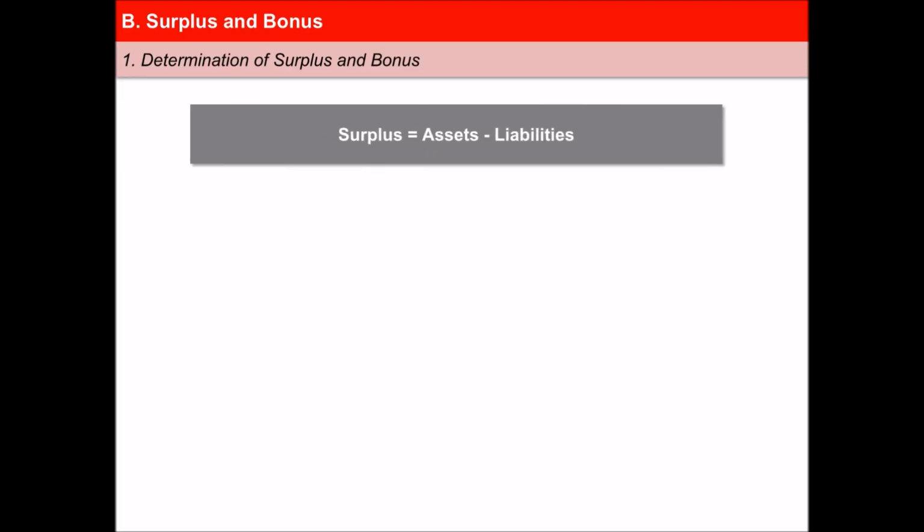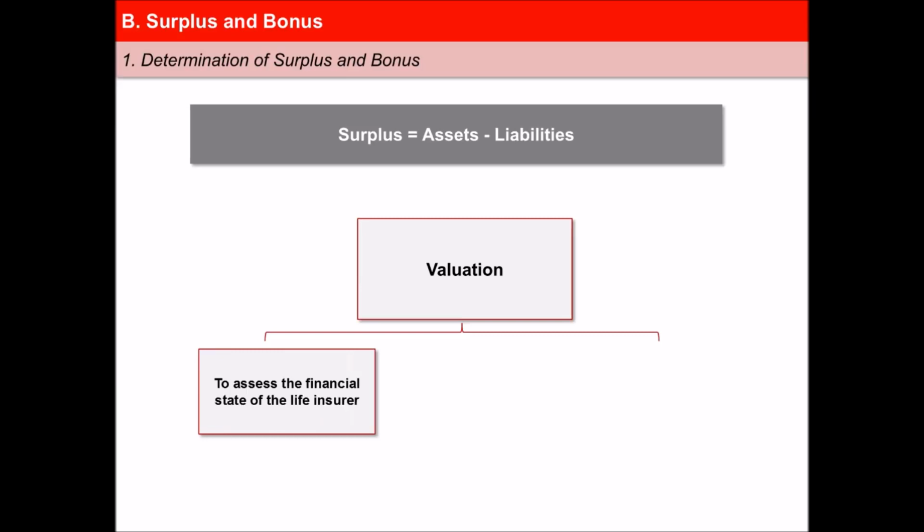Surplus is the excess of value of assets over value of liabilities. If it is negative, it is known as a strain. Every life insurance company is expected to undertake a periodic valuation of its assets and liabilities. Such a valuation has two purposes. First, to assess the financial state of the life insurer. In other words, to determine if it is solvent or insolvent. And second, to determine the surplus available for distribution among policyholders or shareholders.